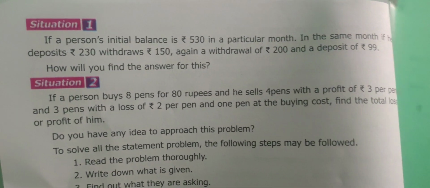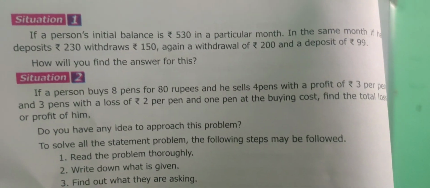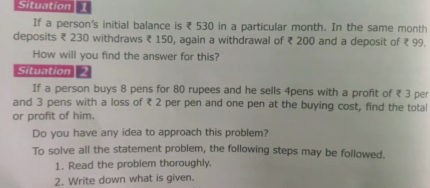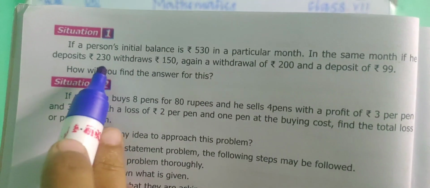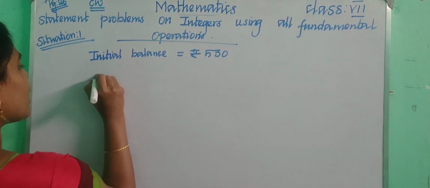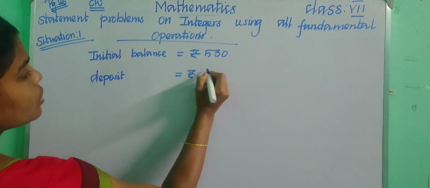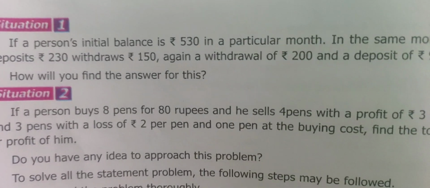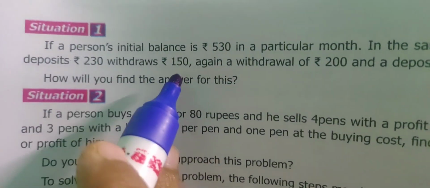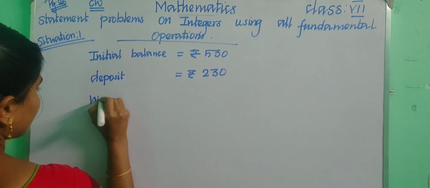If a person's initial balance is rupees 530 in a particular month, and in the same month he deposits rupees 230. Let us write the deposit: deposit equal to rupees 230. And he withdraws rupees 150. Let us write the withdrawal.